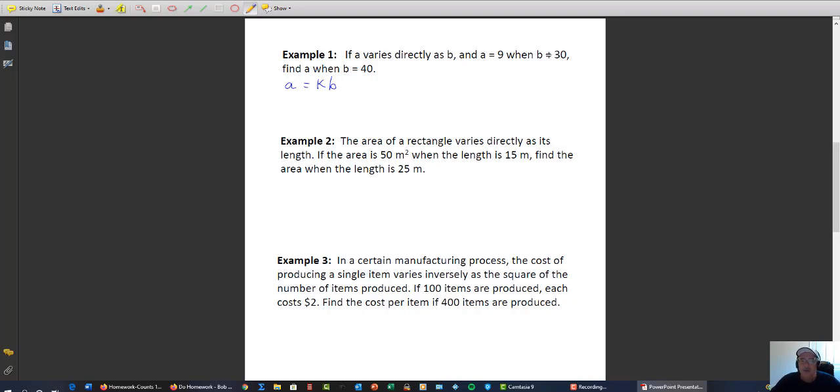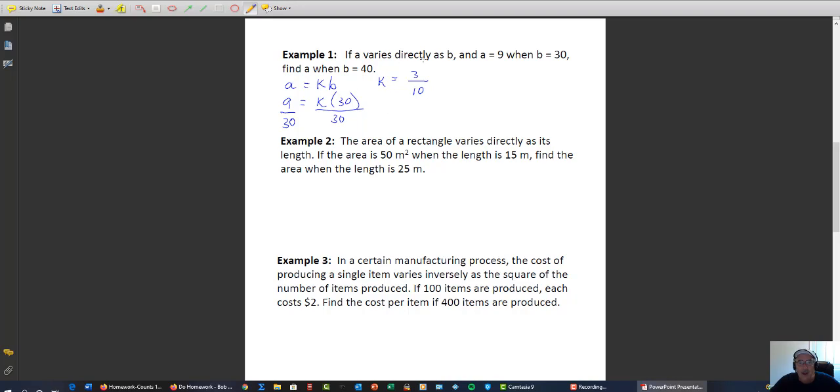Next, step 2, use the given information to get K. So it goes on to say when A equals 9, when B equals 30. Okay, so we're going to plug in those numbers. So to solve for K here, the constant of proportionality, we're going to divide both sides of the equation by 30. And K is going to equal 9 over 30. Now make sure you reduce all fractions to lowest terms, would be 3/10.